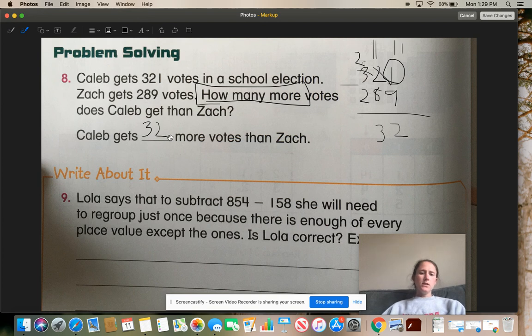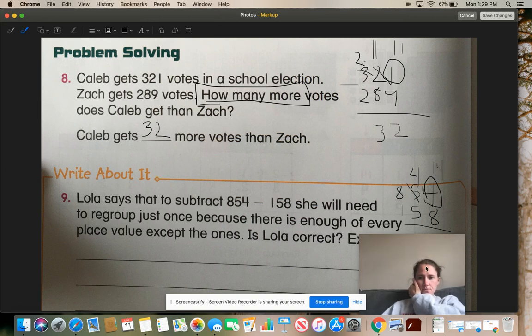Lola says that to subtract 854 minus 158, she thinks she'll need to regroup because there is enough of every place value except the ones. Is Lola correct? Will she need to regroup? Well, let's see. 854 minus 158. Well, it looks like, yes, she's going to have to regroup in the ones because when you go next door, the 5 becomes a 4 and the 4 becomes a 14.